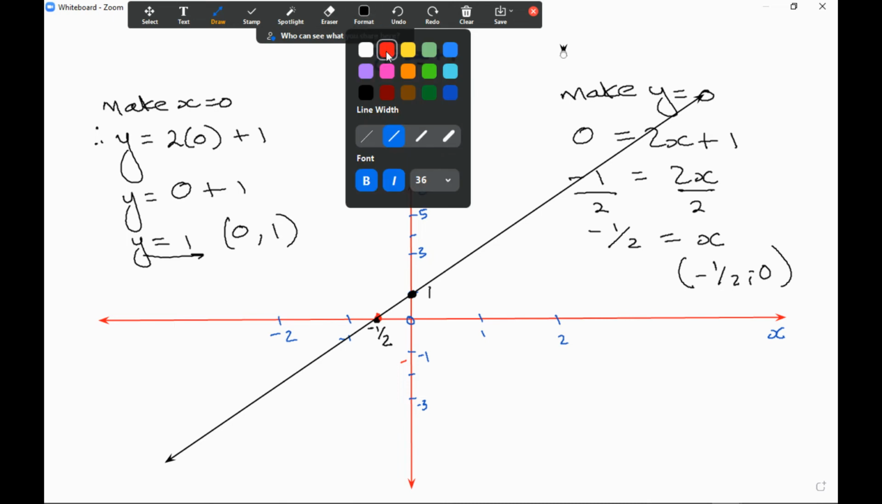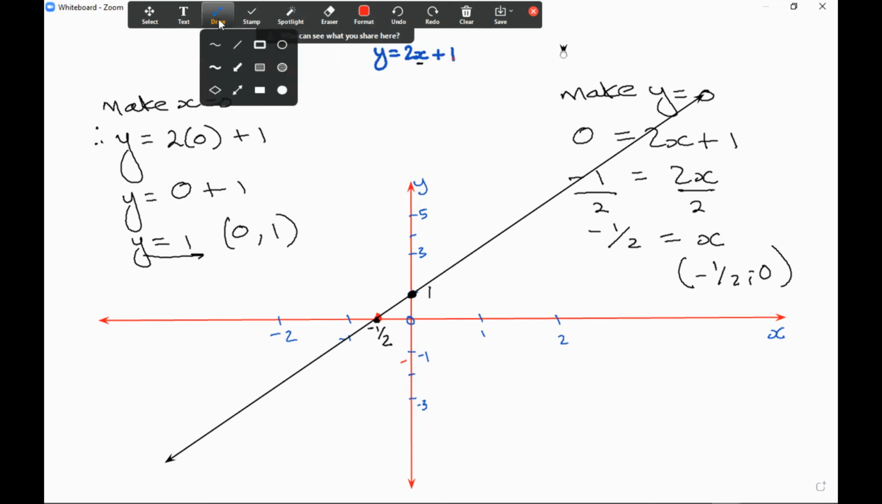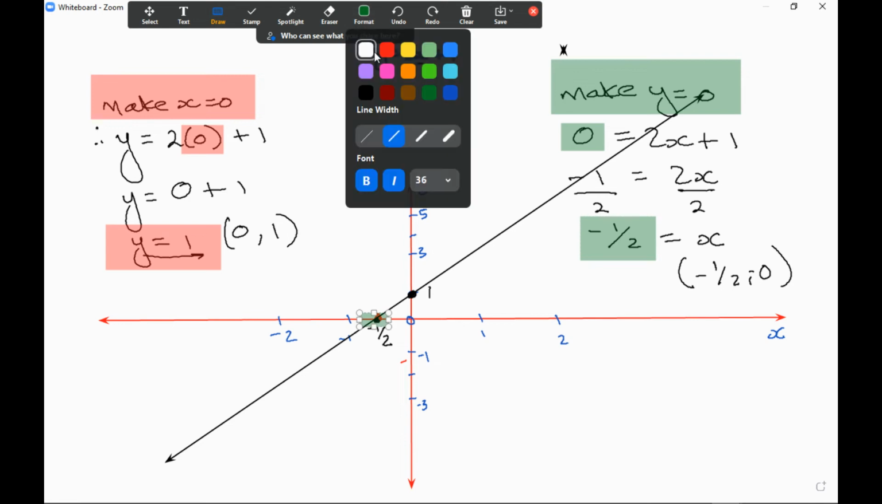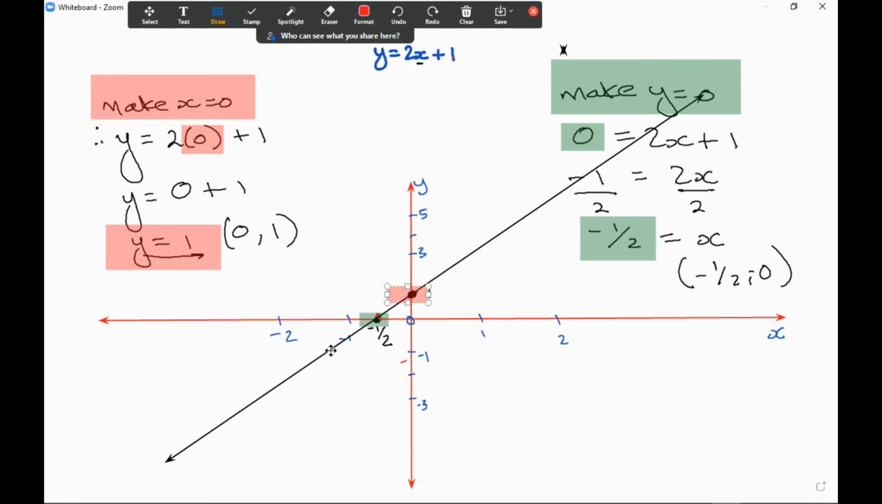So what was the main thing behind this? What was the first thing I did? Who can tell me? Yeah, I made x equals 0, right? And then I got y. What's the second thing I did? Make y equals 0 and then I got x. Then I plotted the points, plotted the x point there, I plotted the y point there, and I was done after that. Cool?